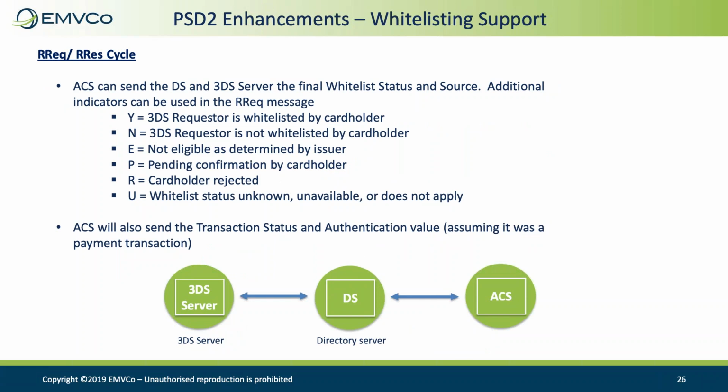In the AREC-ARES cycle, the ACS can send the DS and 3DS server the final whitelist status and source. Additional indicators can be used in the AREC message, similar to what was described in the previous slide. The values presented here indicate whether a 3DS requester is whitelisted, is not whitelisted, or maybe even whether that status is unknown. The ACS will also send the transaction status and authentication value, assuming it was a payment transaction.